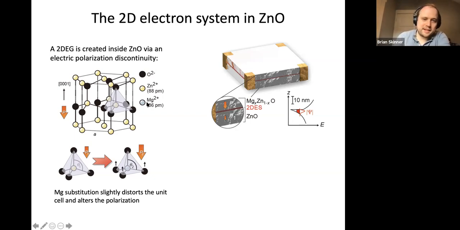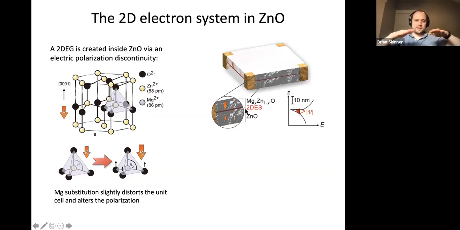But it happens that the magnesium ion has a very slightly different radius than the zinc ion. So 86 picometers versus 88 picometers. And what that means is that it slightly distorts the unit cell of the crystal. And consequently, there's a discontinuity of the polarization as you move through that plane where the zinc ions live. And that discontinuity of the polarization leads, as you might remember from undergrad electrostatics, to a sheet of charge. And that sheet of charge draws in electrons, and the electrons live in that plane.